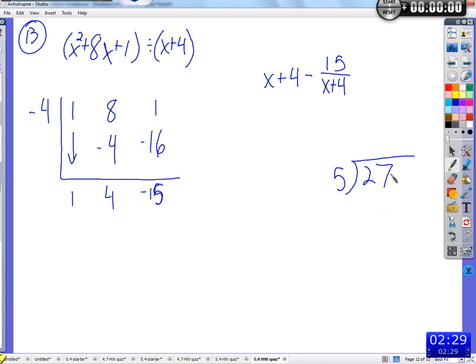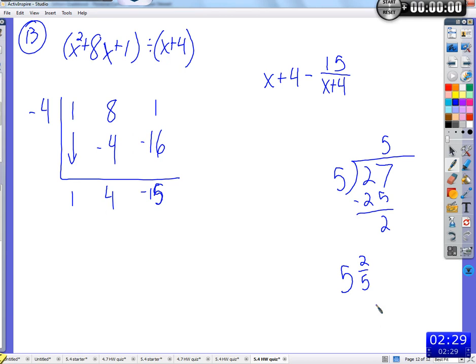5 goes into 27 how many times? It's 5, right? 5 times 5 is 25. But then we have 2 left over. What do we do with that 2? Well, our answer is 5 and 2/5. 2 still is being divided by 5, plus 2 divided by 5.